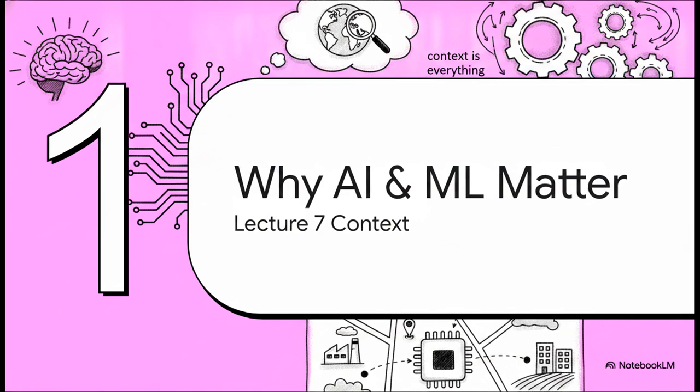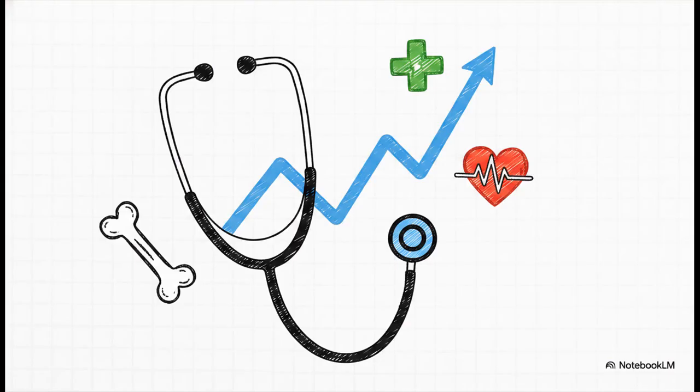Section 1. Why AI and ML matter. Context is absolutely everything when you're learning a new, highly technical subject. It's so easy to look at computer science as just abstract lines of code floating in a digital void. But our source material gives us a massive clue that this has real-world stakes. The file containing this information is specifically named Lecture 7, Linear Regression Medical.